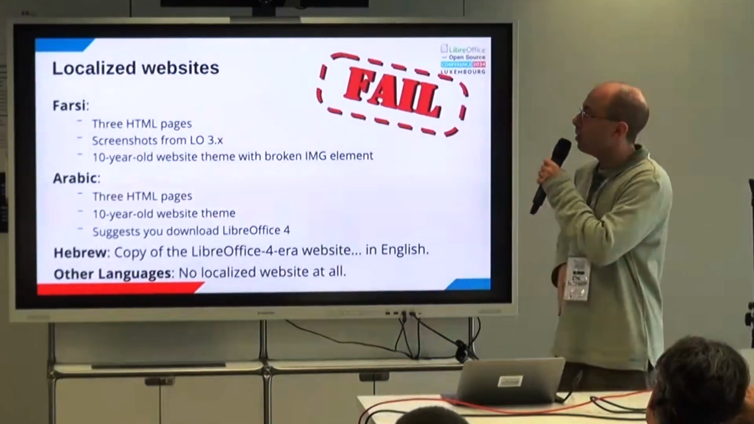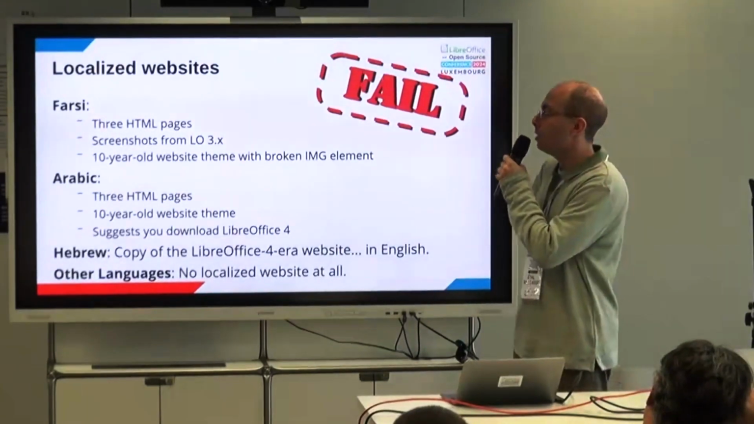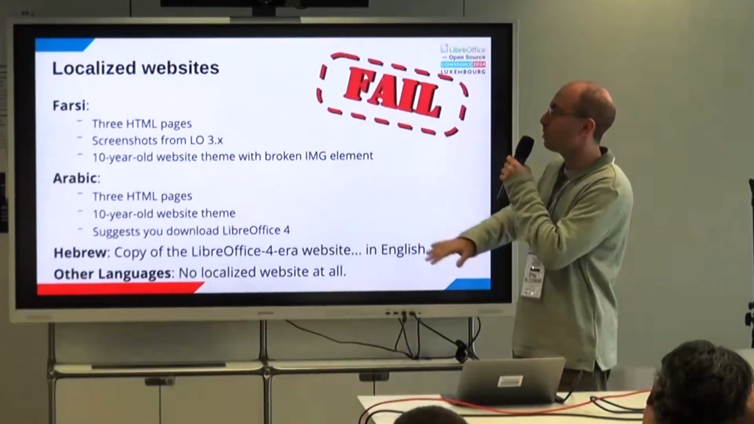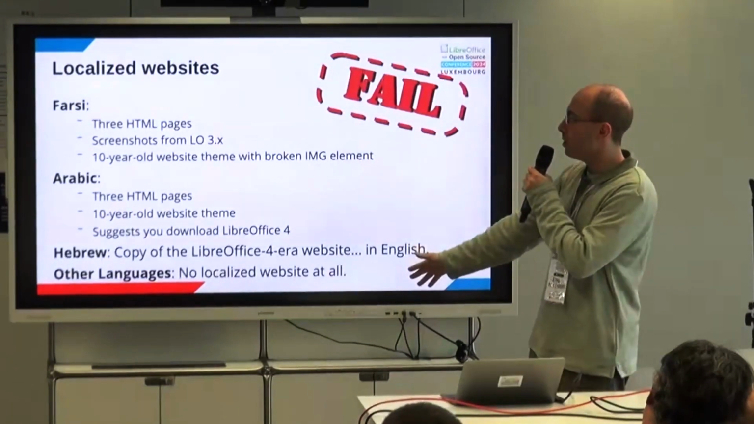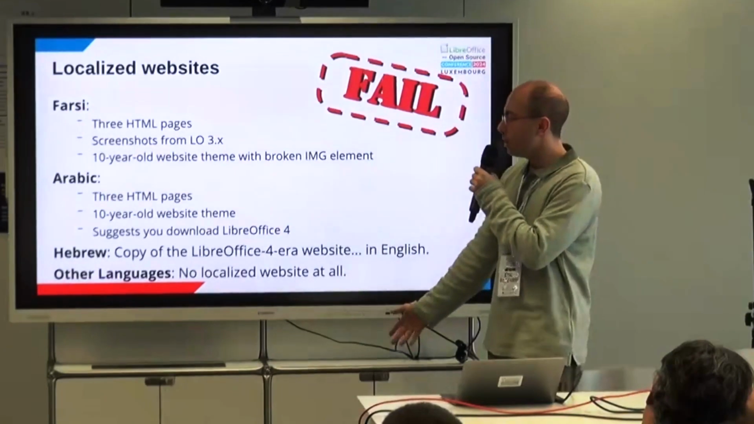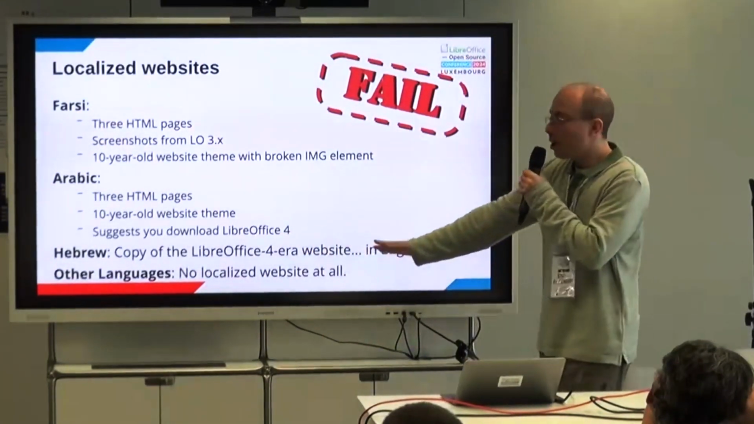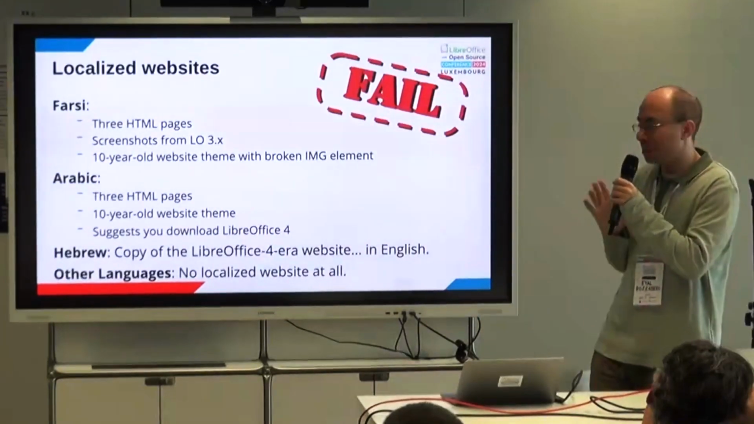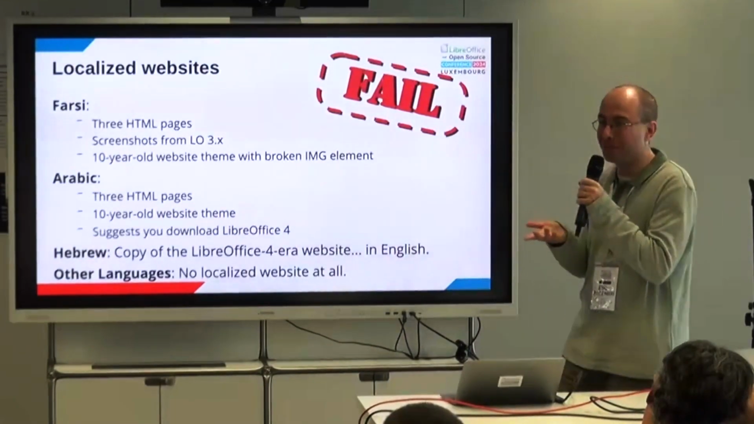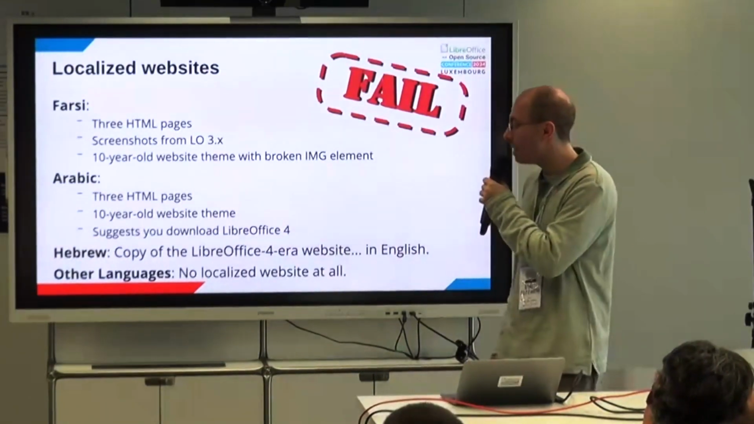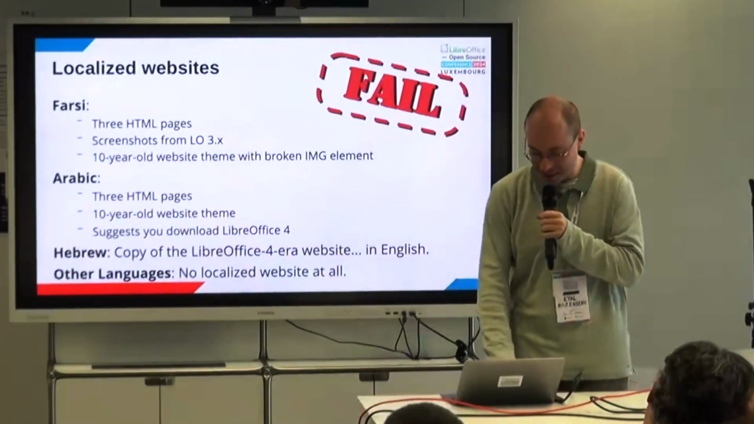If you look at our website, kind of big fail there, because these are either way out of date, which is one kind of problem, with broken images, a 10-year-old theme, or suggest that you download LibreOffice 4, or just a copy of the LibreOffice 4 website, which is at least consistent, but the copy is in English, so it doesn't even help if you were trying to access the Hebrew website. And for other languages, we have no localized sites.